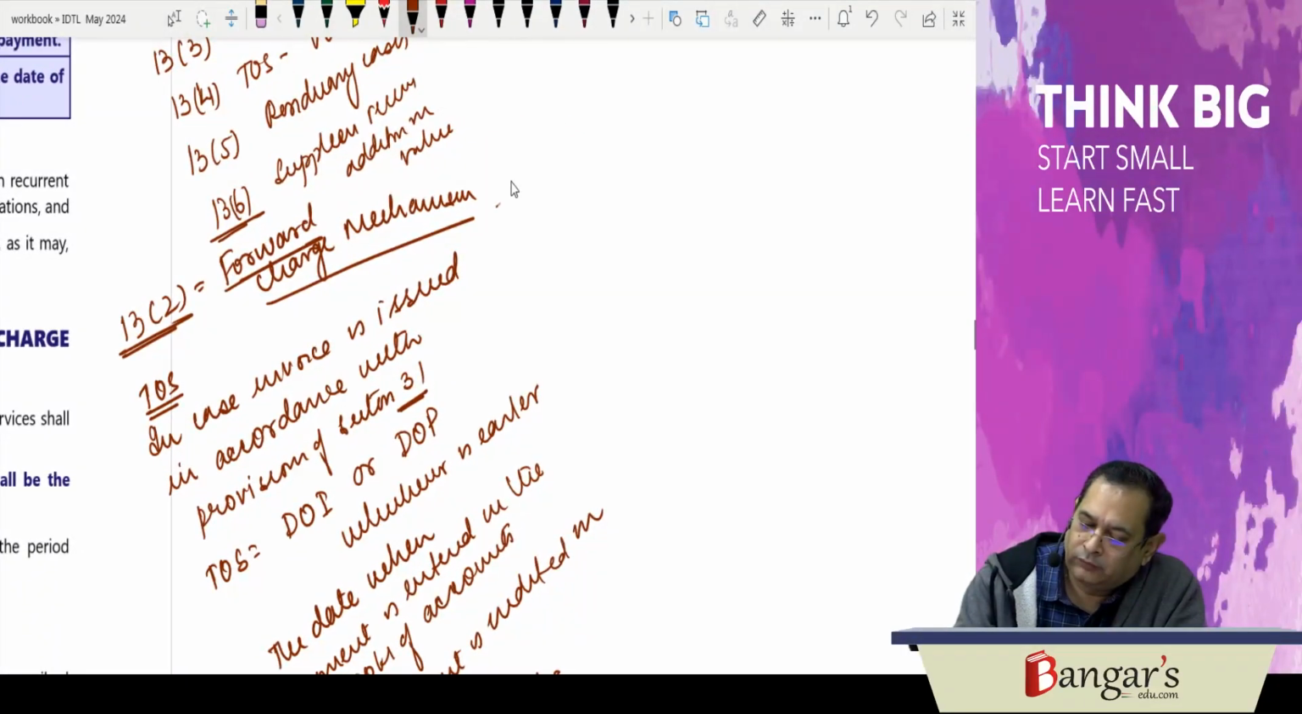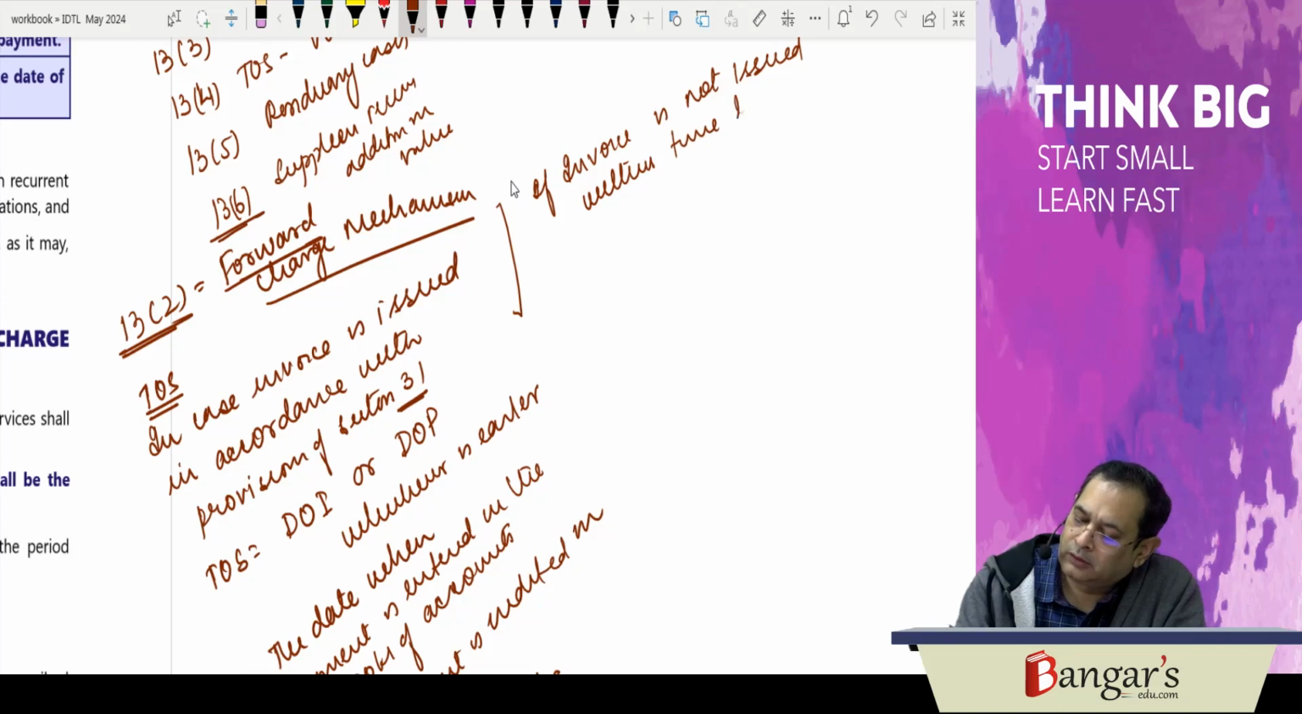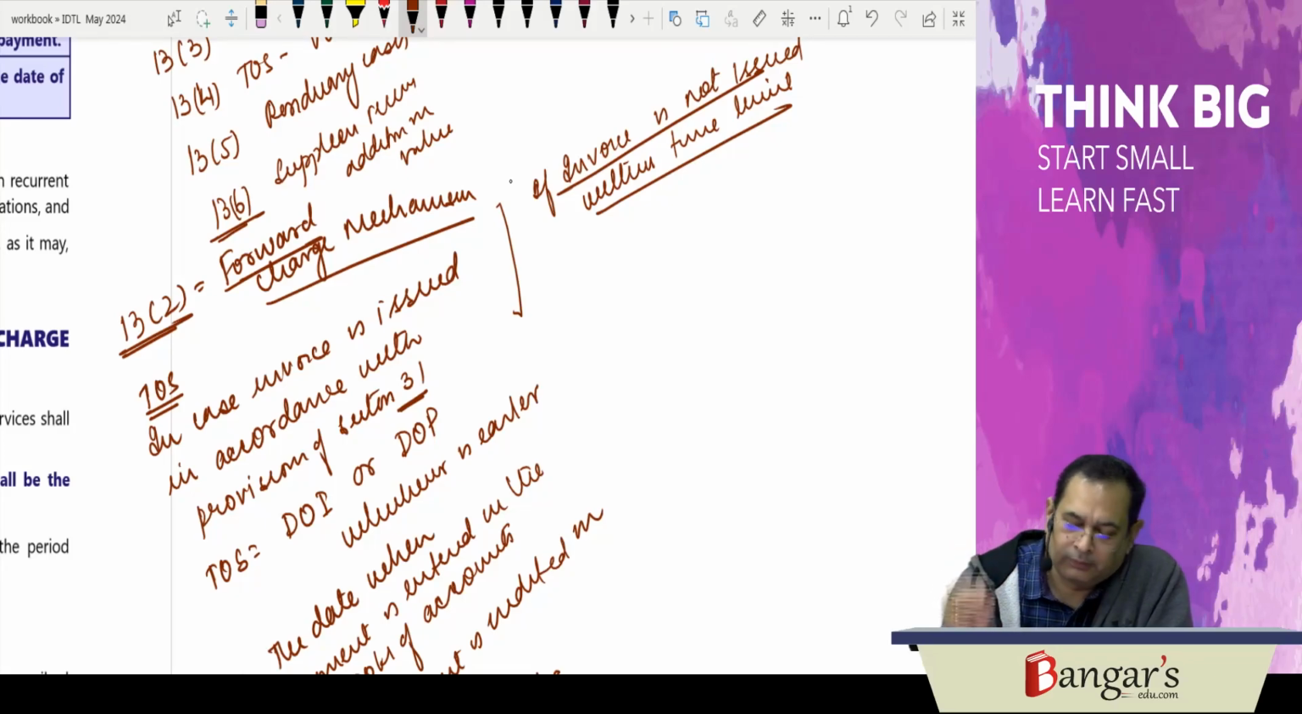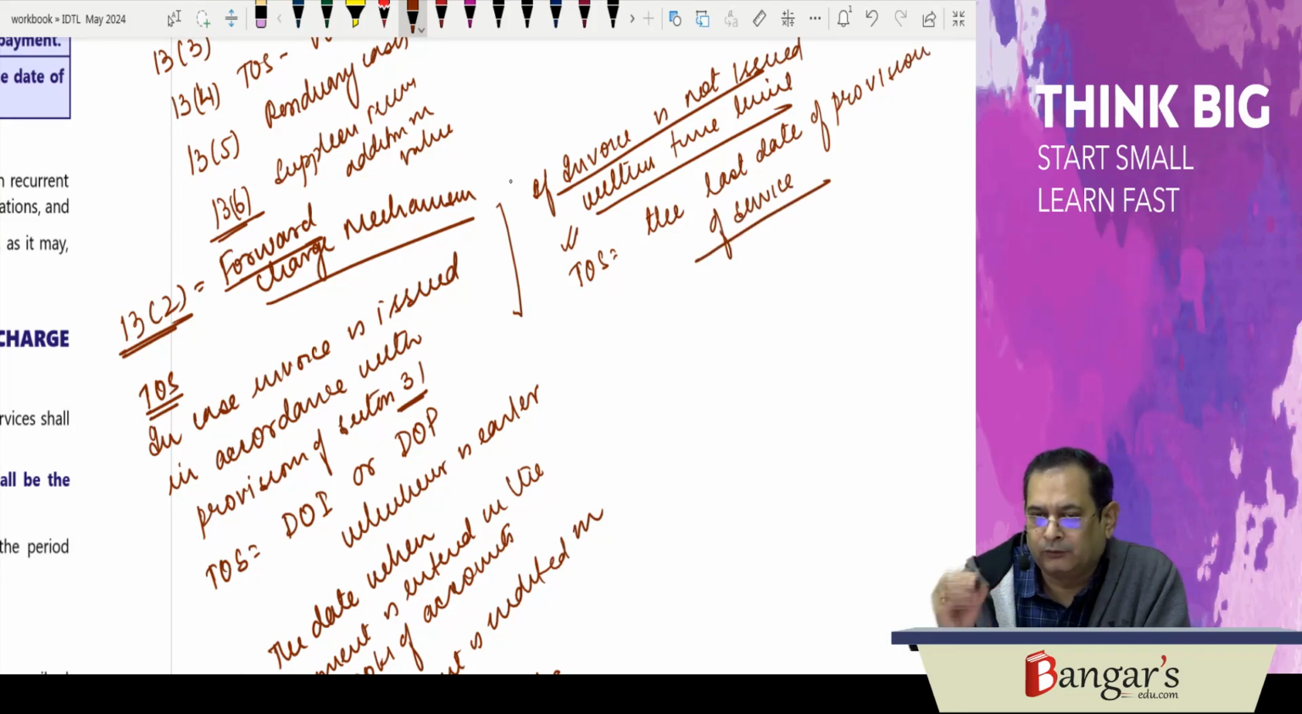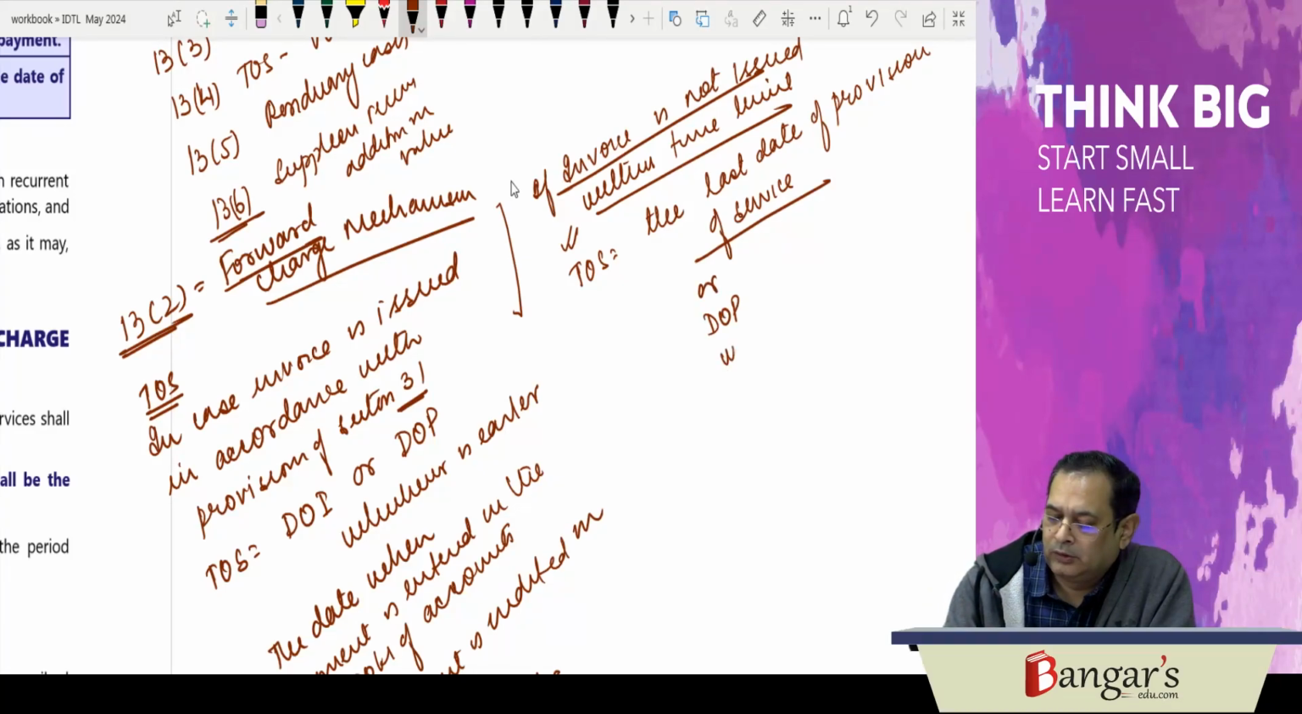Then if invoice is not issued within time limit, in that particular circumstance, time of supply will be the last date of provision of service, that is completion of supply of service, or date of payment, whichever is earlier.